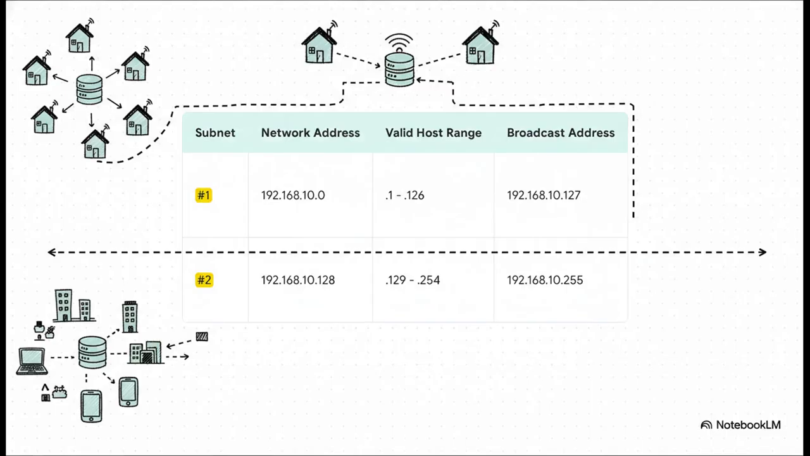And now let's put it all together. This table gives us the full picture and answers our last 2 questions. Check it out. Our first subnet is 192.168.10.0. Its broadcast address is the number right before the next subnet starts, so that's .127. That means all the valid hosts are the numbers in between, .1 all the way to .126. Then the second subnet starts at .128. Its broadcast is at the very end, .255, and its valid hosts are .129 through .254. See how perfectly that works? 2 distinct organized digital neighborhoods?